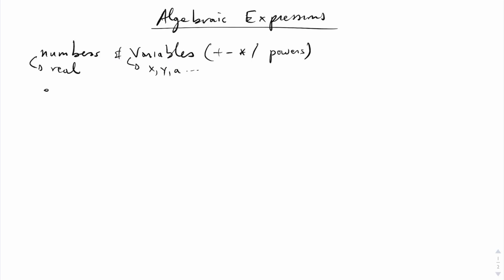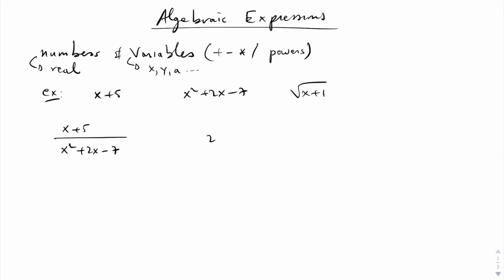As examples, here are a couple of algebraic expressions. You have x plus 5, x squared plus 2x minus 7, the square root of x plus 1, x plus 5 divided by x squared plus 2x minus 7, and 2 to the power of x plus 1. Now, the first two expressions here are very particular. Those are known as polynomials. So you have x plus 5 and x squared plus 2x minus 7 as polynomials.